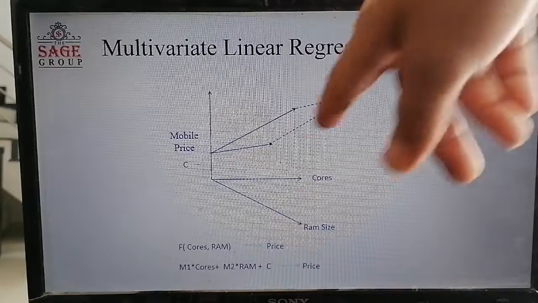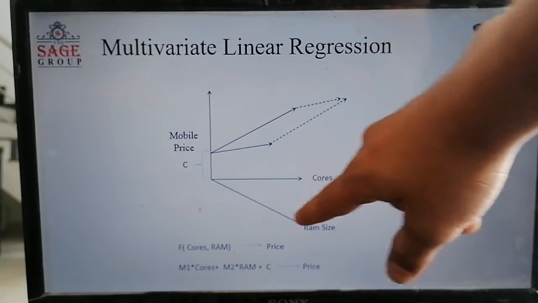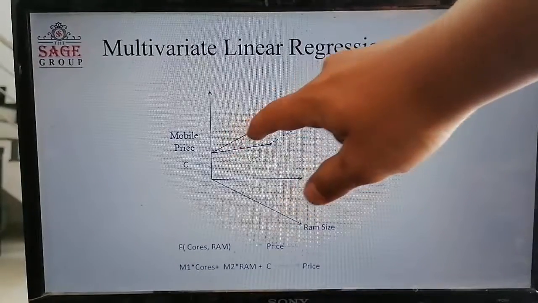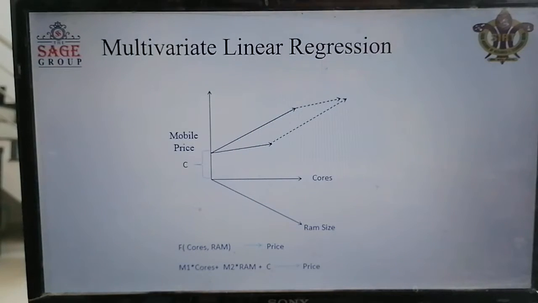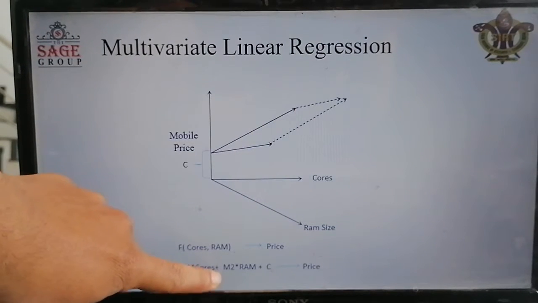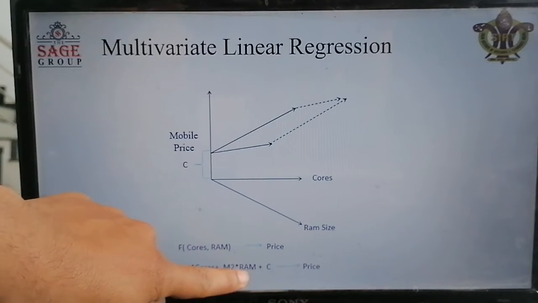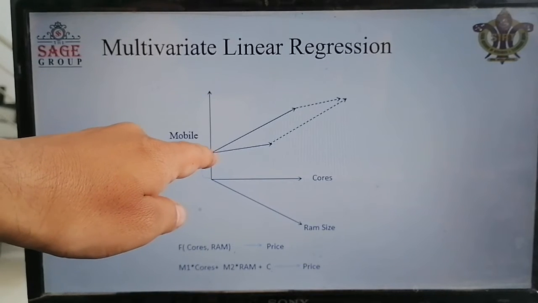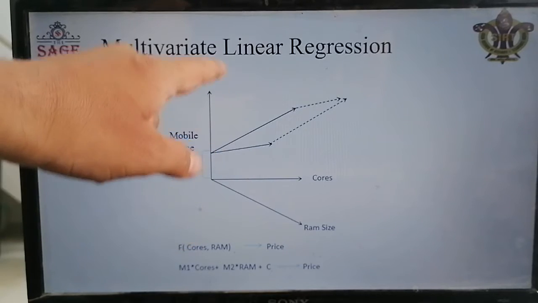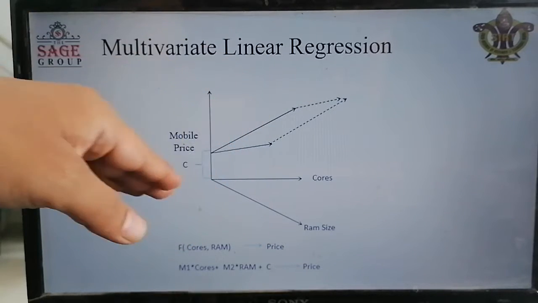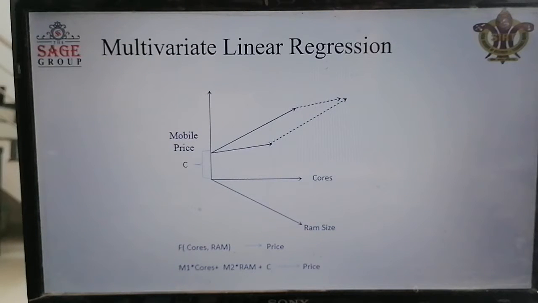Here this line represents the slope for the RAM, this line represents the slope for the core, and this is the intercept. So the equation will be m1 into core plus m2 into RAM plus c. m1 is the slope for the core, m2 is the slope for RAM, and c is the intercept of this hyperplane, the point at which the hyperplane intercepts the dependent variable axis.